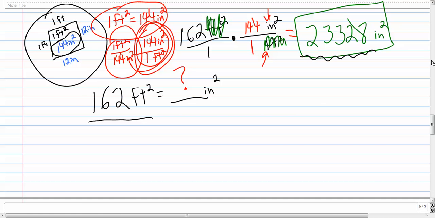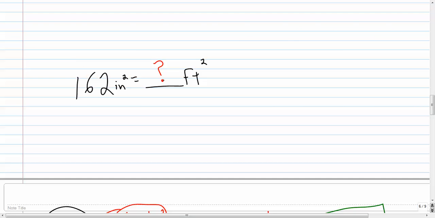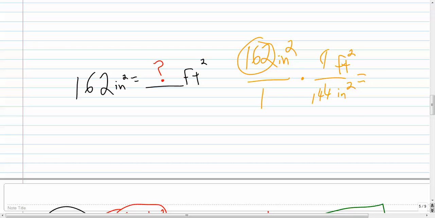All right, so next problem, moving on. What did I make here? Oh, I did the same kind of problem in the reverse order, so let's just do that. Let's go orange this time. 162 inches squared over 1, just because that's our procedure. We want to get rid of square inches, so they go on bottom, and we want square feet. They go on top. And what did we say? We said that 1 square foot was 144 square inches. So this time we've got 162 times 1 on top. That's 162. And 1 times 144 on bottom.